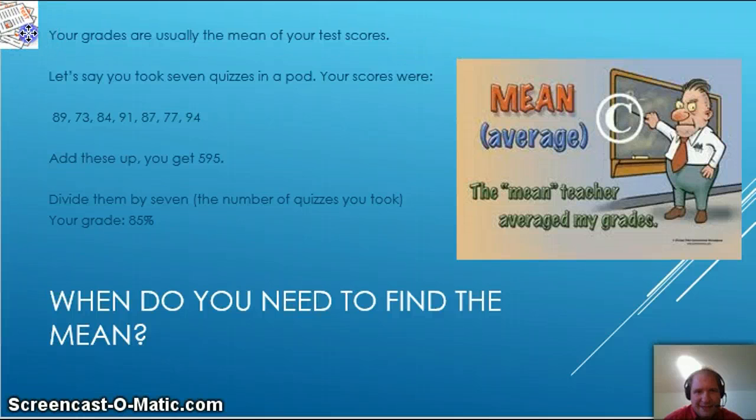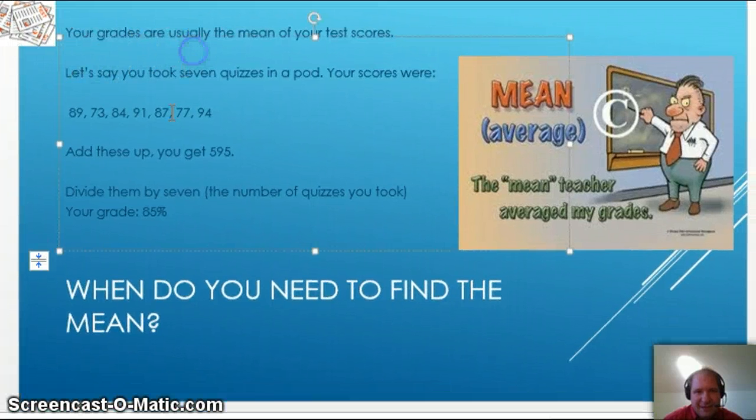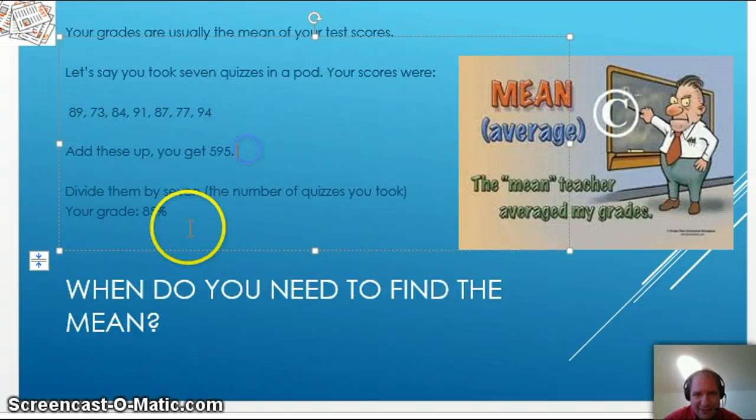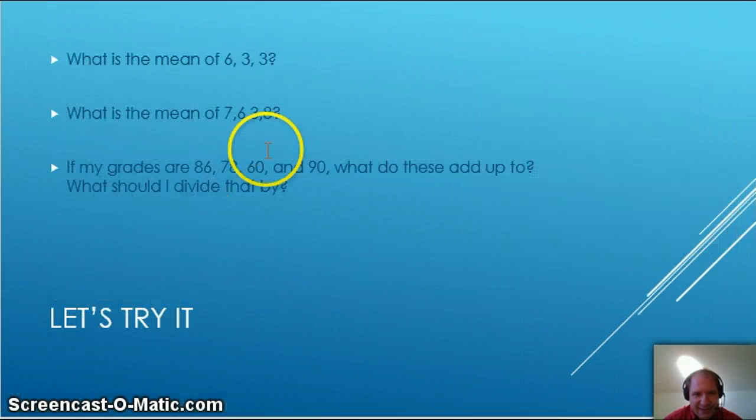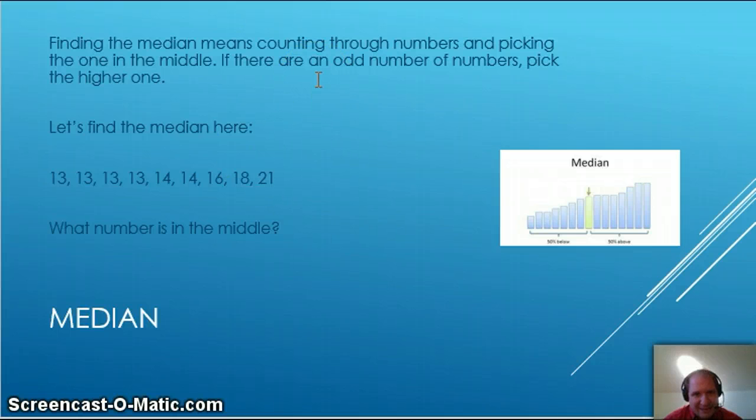Your grades are usually the mean of your test scores. So here I gave an example. Let's say you got these scores. Divide them by 5. Oh, how many? 5, 6, 7. And you get the number. That gives you your grade. So here are some activities we'll do in the live class. If you want help with this, ask.